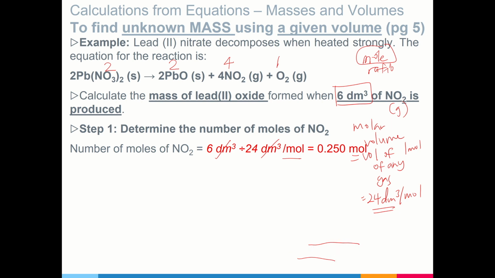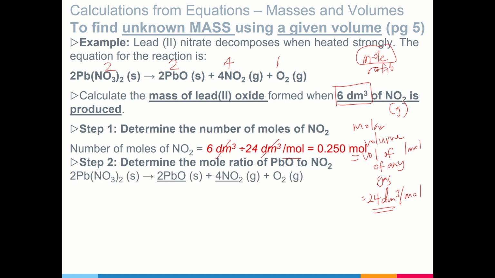Okay, so now I need to compare the mole ratio, which is PbO to NO2. So PbO to NO2, I compare these two only. Okay, the mole ratio is 2:4. So I always compare the numbers. So 2 units is to 4 units. If I simplify them, it will be 1:2.